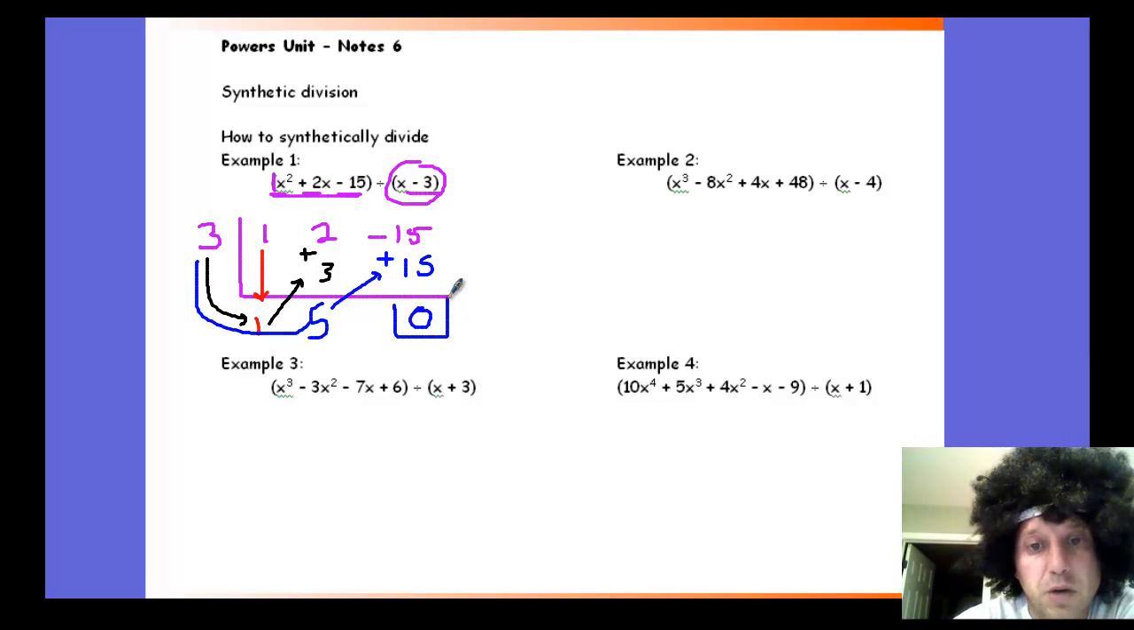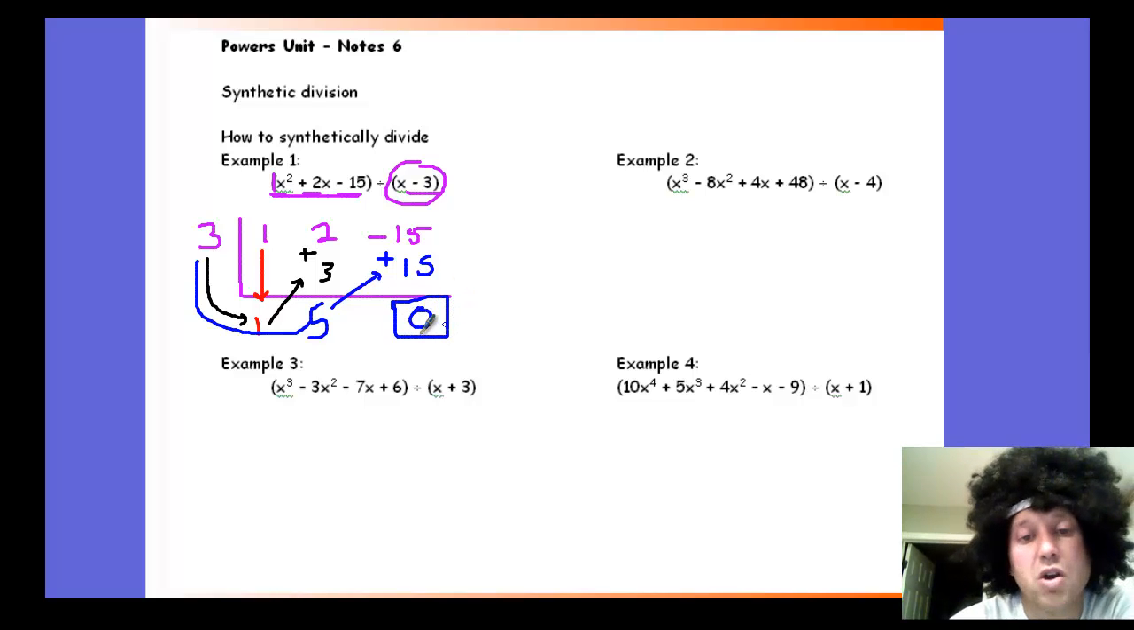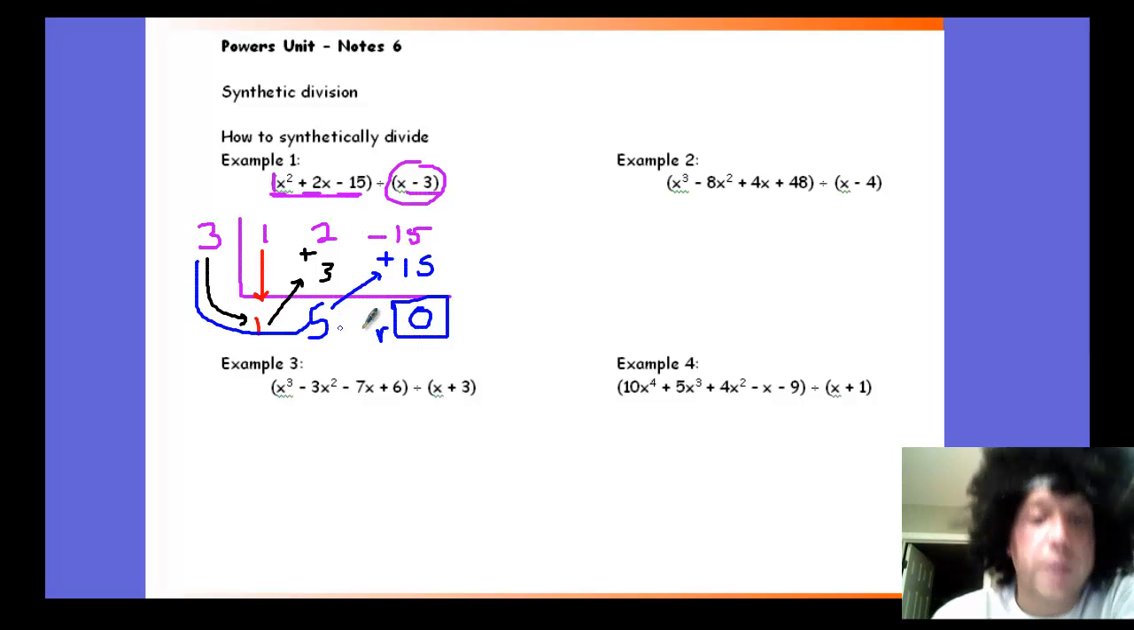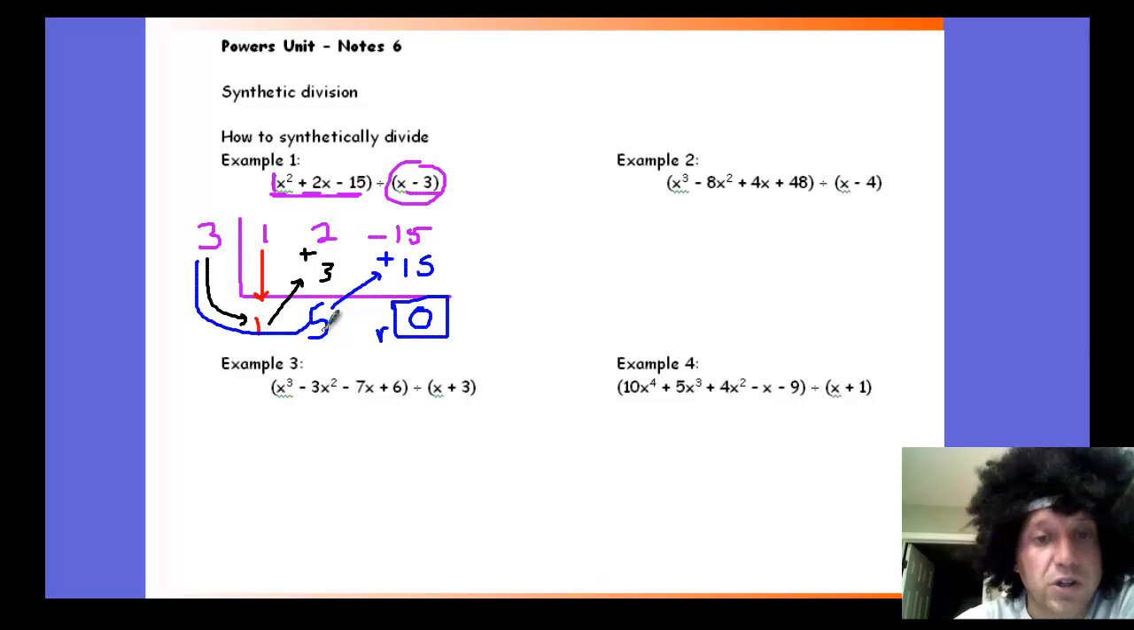I box this number in. This last number is really our remainder. So our remainder is 0. And if you work backwards, 5 is our constant. 1 is the coefficient of x.